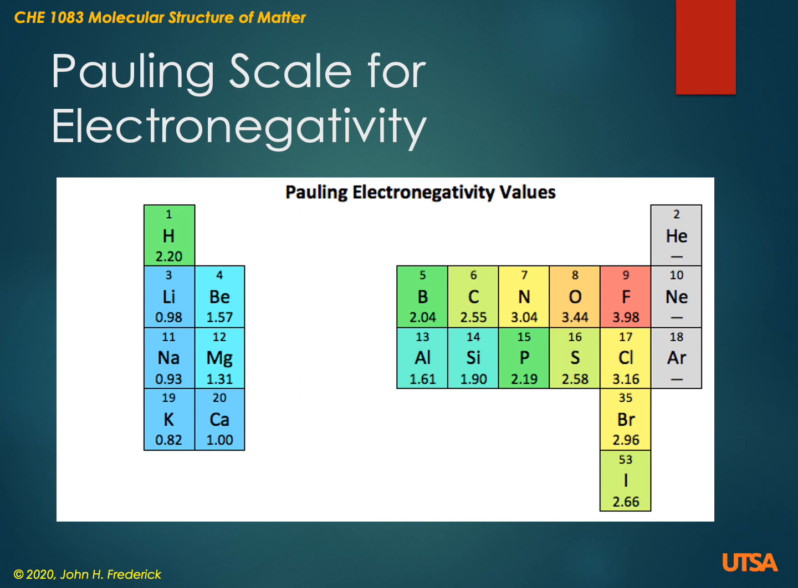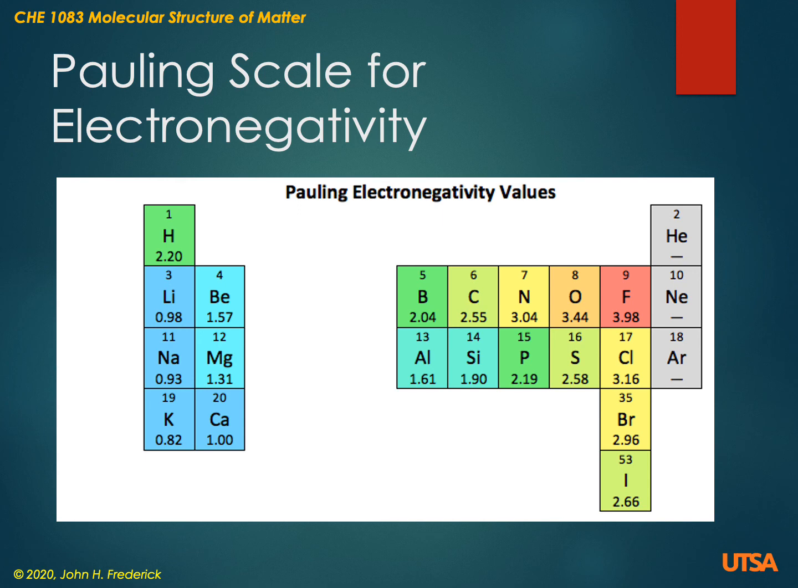All right, one of the most commonly used scales for electronegativity is one proposed by Linus Pauling, a famous American chemist who actually won 2 Nobel Prizes, one for chemistry and one for peace. In his scale, these are the numbers that are assigned to the various elements. Now, of course, he's assigned numbers to all of the elements in the periodic table, and I'm only showing the ones mostly in the upper right-hand corner.